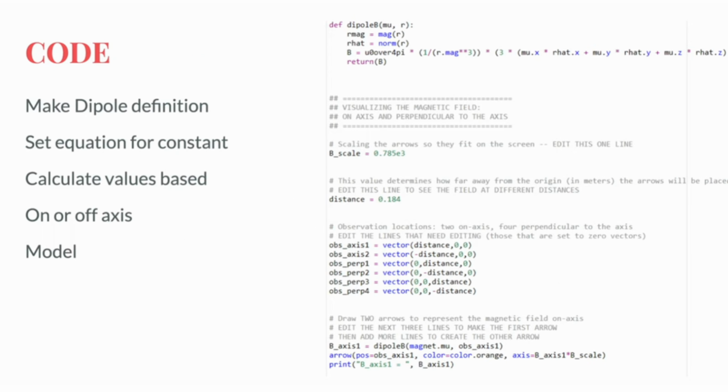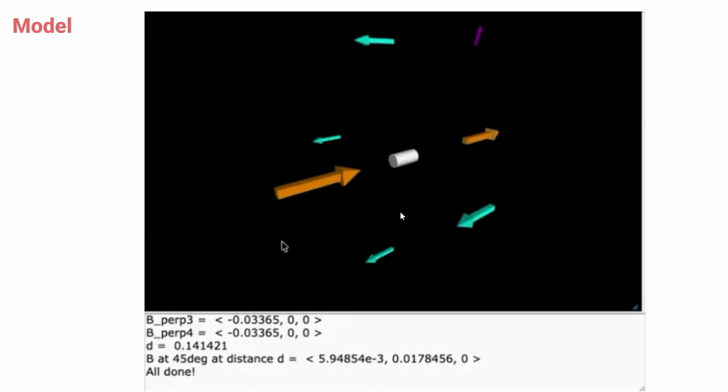Yes. So this was the GlowScript code. Here we make the dipole definition that was given, the dipole B, to find that dipole moment, and you set the equation for the constant, calculate the values on or off the axis, and we have these vectors here, and then another dipole B. This right here is to make the model, which is on the next slide. And we have the model, and that just shows the arrows and these values: B perp, distance, and the degrees.